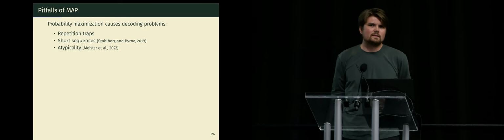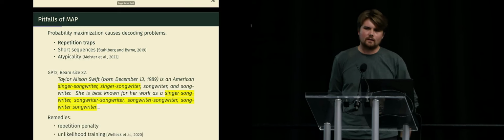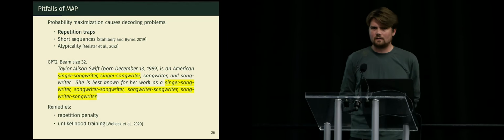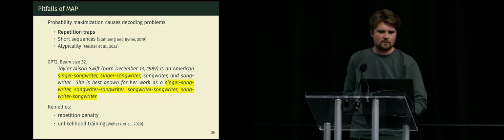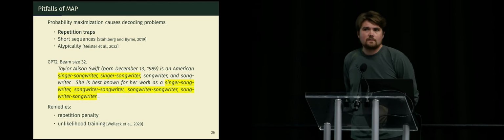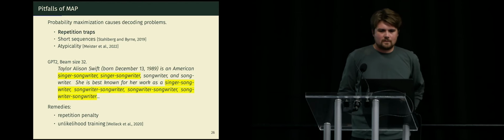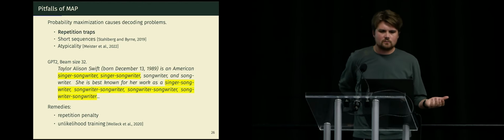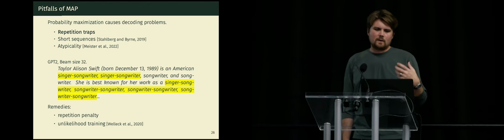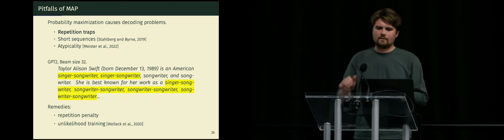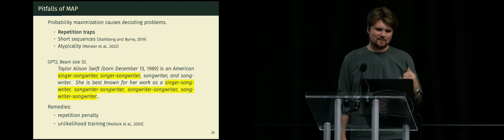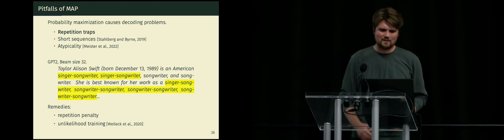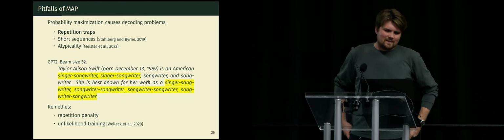Unfortunately, MAP has a few drawbacks, and for that reason, it's not actually that popular today. Some of these drawbacks from probability maximization are as follows. The first of these is repetition traps. The model, especially for older models, will fall into this pattern where they generate very repetitive sequences. Here GPT-2 finds the phrase "singer-songwriter," and it just loves this phrase and will keep repeating it ad nauseum.